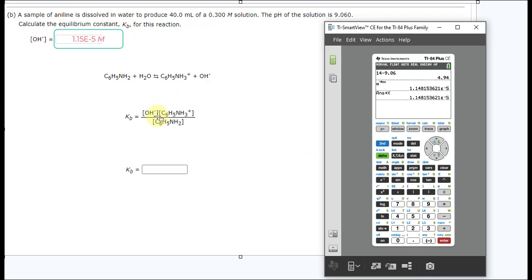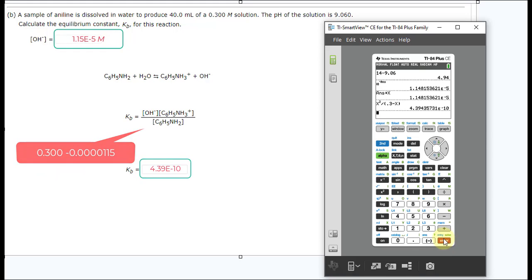So I'm going to take my hydroxide ion concentration, X, and square it, and then divide it by my initial 0.3 molar, but I had some hydroxide, so I'll subtract that away from it, and see what my Kb is going to be. And there it is, 4.394 times 10 to the negative 10th power.